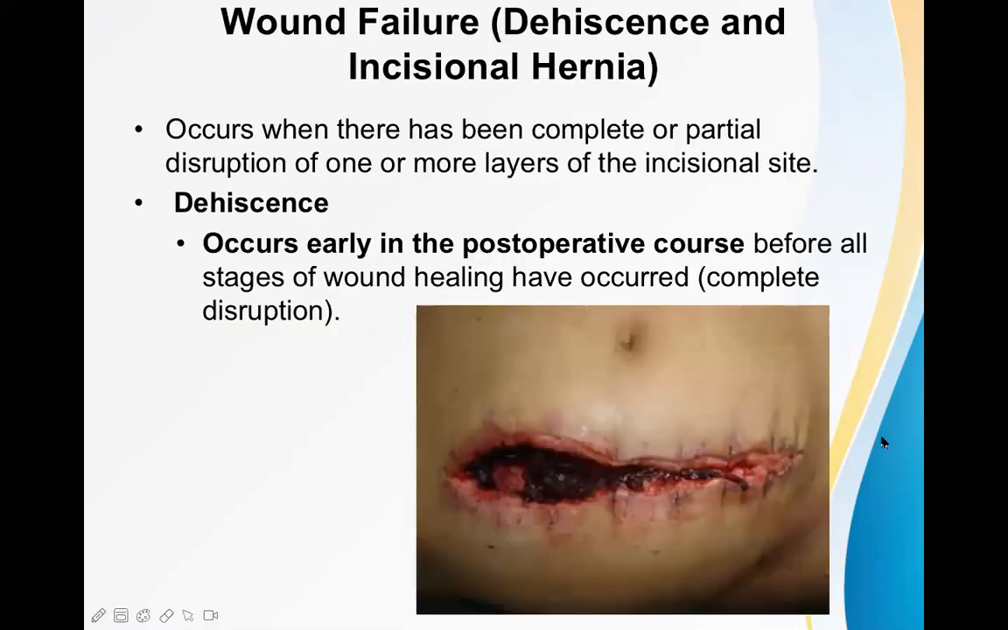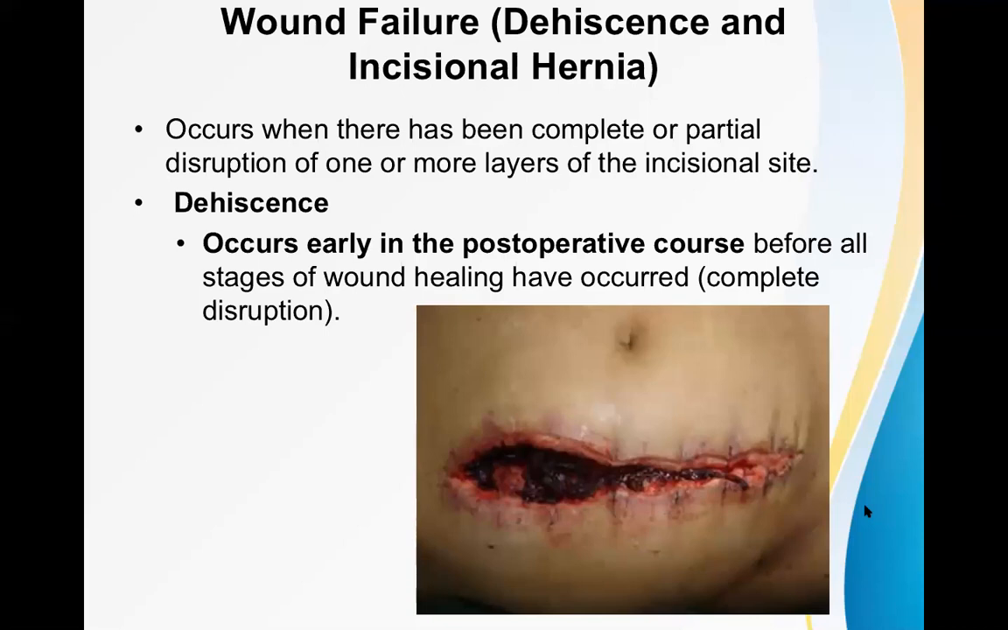Now we have come towards the end of this important topic. Few of the important points are left behind. What do we mean by dehiscence, also known as wound failure? Dehiscence means the wound is giving way, means there is a rupture of the wound.